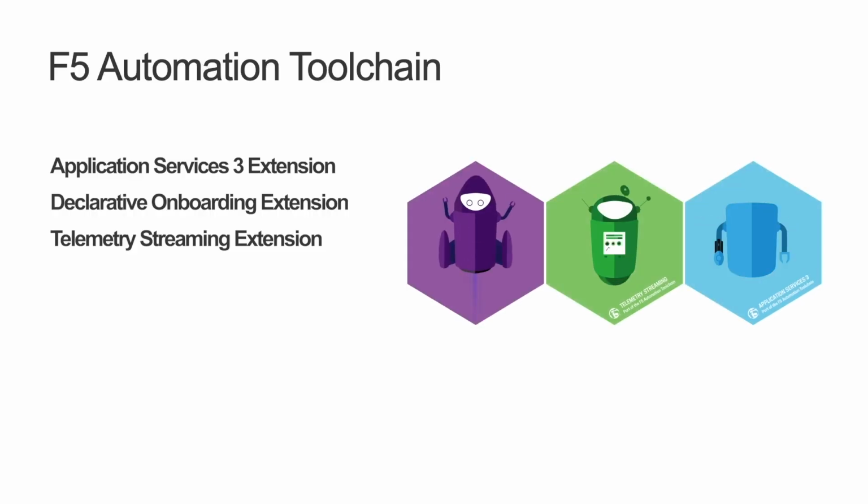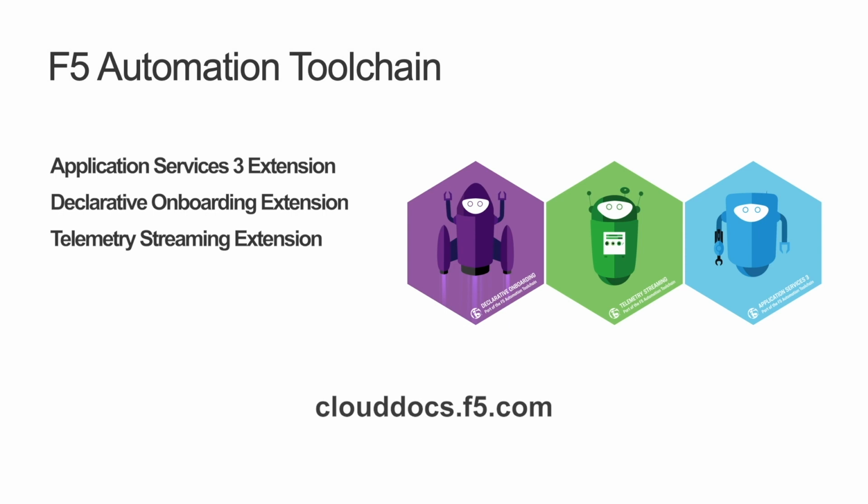The Telemetry Streaming extension is part of the F5 automation toolchain that includes Application Services 3, declarative onboarding, and more. See clouddocs.f5.com for more information on BIG-IP extensibility. In this video, we're going to show you a quick overview of Telemetry Streaming.